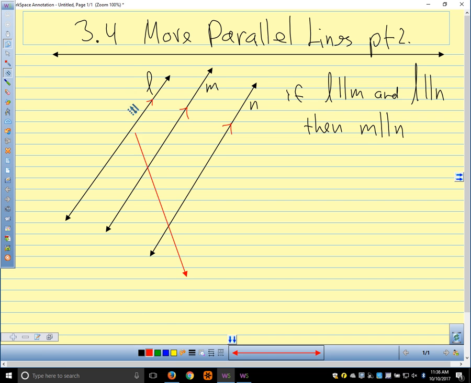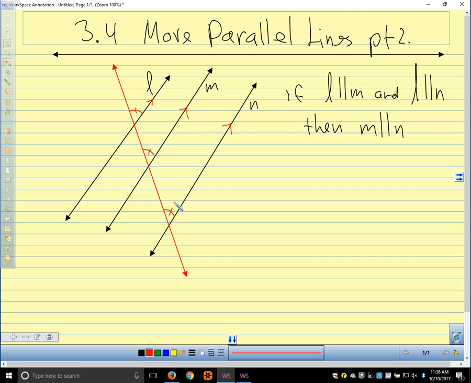And let me talk really quickly about how we would prove this. So if L and M are parallel, I could pick any of our special angle pairs, but I'm going to pick corresponding angles. Corresponding angles have to be congruent if those lines are parallel. But the corresponding angles for L and N also have to be congruent. This angle and this angle are corresponding angles. But that makes the corresponding angles here between M and N also congruent. So M and N would be parallel. So that's how we would go about proving this. So we have kind of a transitive property for parallel lines.